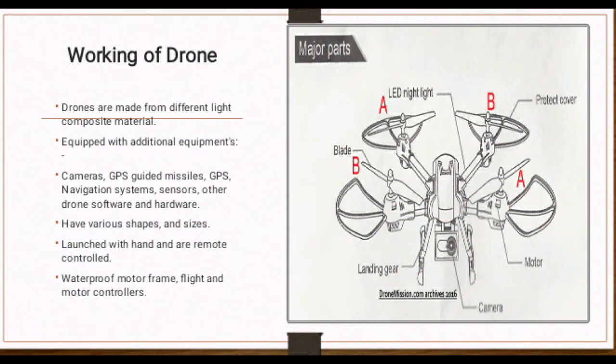How do drones work and what are their main features? In order to understand better how drones fly and work, we need to know some basic information about the construction of a typical drone. Drones or unmanned aerial vehicles are made from different light composite materials in order to increase maneuverability while flying and reduce their weight. They can be equipped with a variety of additional equipment, which includes cameras, GPS guided missiles, global positioning systems, navigation systems, sensors, and various other drone software and hardware.